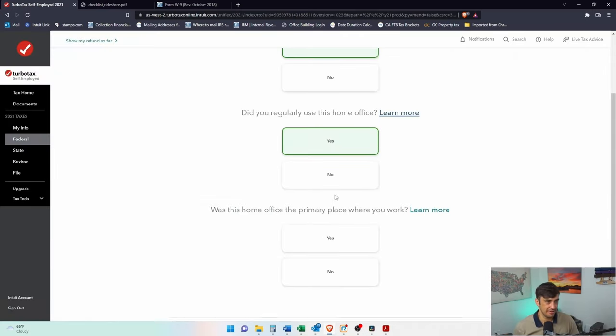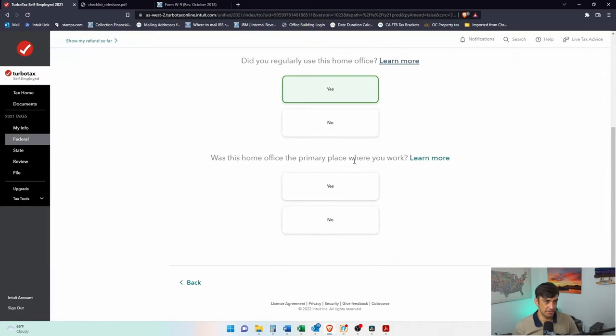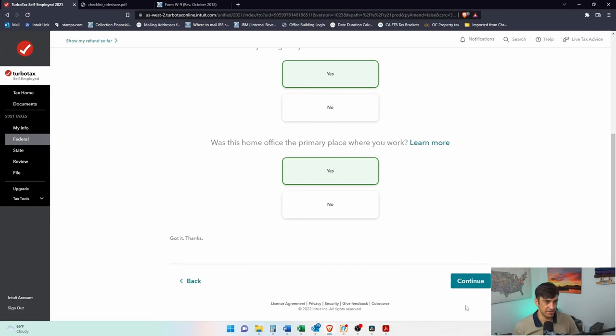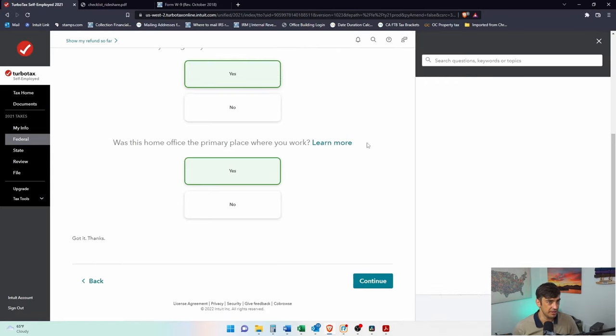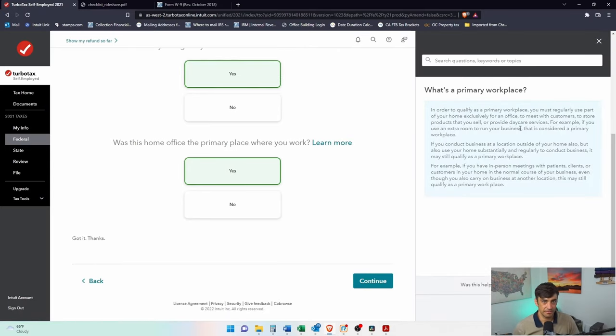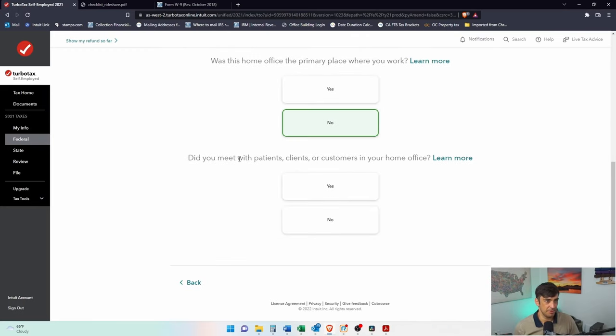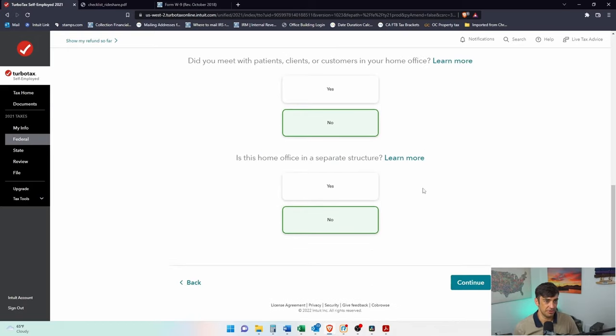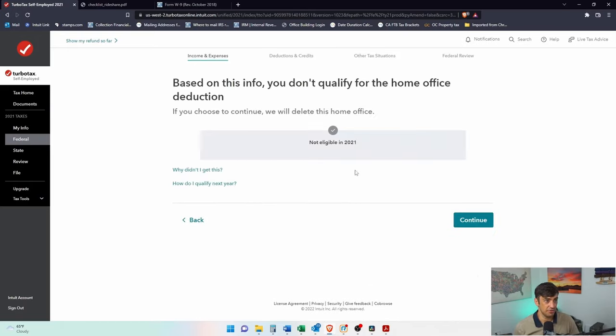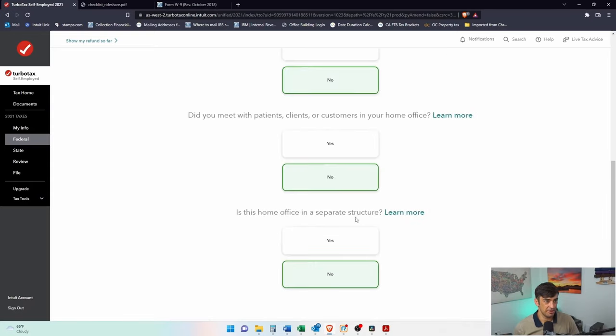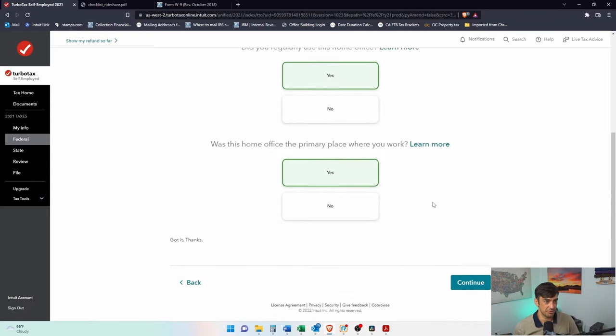There you go. Was the home office the primary place where you work? Yeah, that's it. So I work there and then I get in my car and we go off. We can do that. If we say no, did you meet with patients, clients? No, we didn't. Is this home office a separate... No. Continue. It's going to say you don't qualify, because we have to put this as your primary place where you work.